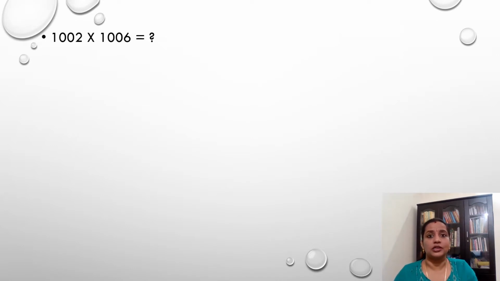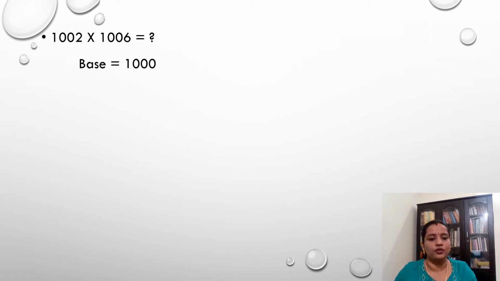Awesome. It's 1002 into 1006. How to solve it? Are we going to do our regular multiplication methods or any other method? No. Here we are going to use the base multiplication. So first I have to find the base. The base is a number which is a power of 10. Both 1002 and 1006 are closer to the base 1000. So the base here is 1000.